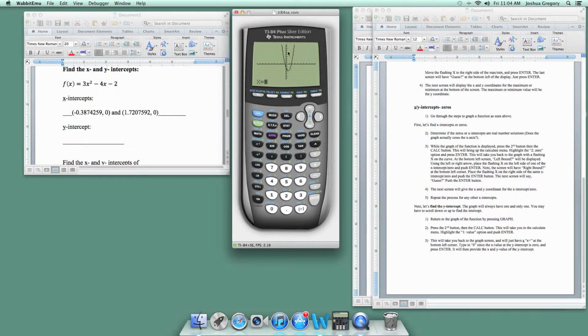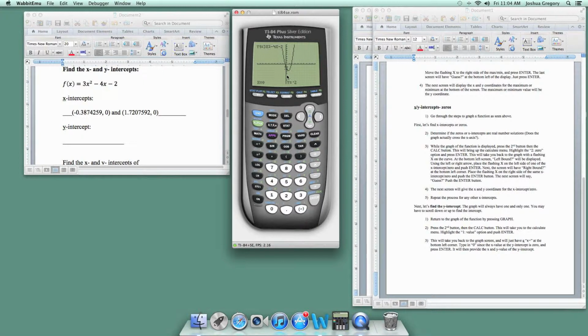Now recall, if we're on the y-axis, for our y-intercept, our x value is right here in the middle. It's at a 0. It's not on the positive side. It's not on the negative side. So it's at 0. So we want our x to be 0. So take that. Put 0 in, and then push enter. This is going to bring up that exact point.